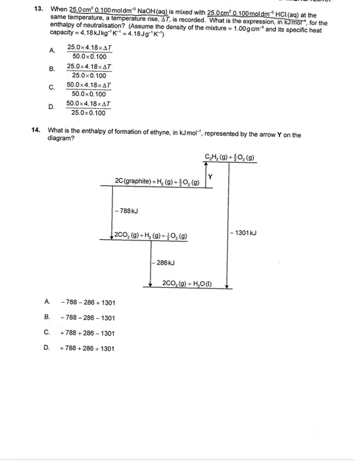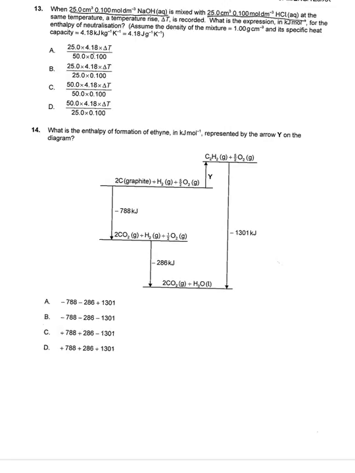Number 13, when 25 cc's of 0.1 molar NaOH is mixed with 25 cc's of 0.1 molar HCl at the same temperature, a temperature rise is recorded. What is the expression in kilojoules per mole for the enthalpy of neutralization? Assume the density of the mixture is 1 gram per cc and its specific heat is 4.18.